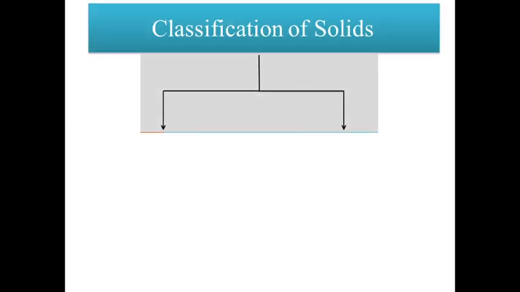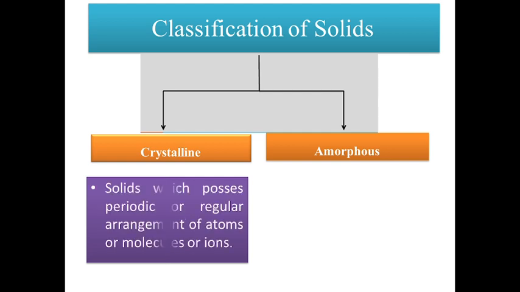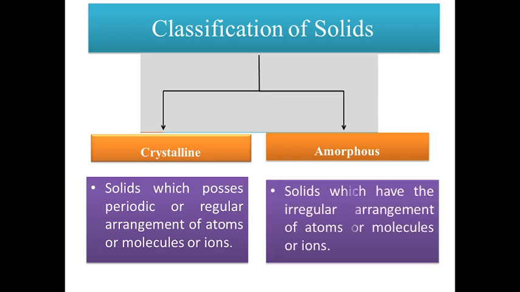Classification of solids. Solids are classified into two types. One is crystalline, another one is amorphous. Crystalline solids possess a periodic or regular arrangement of atoms or molecules or ions. Amorphous solids have an irregular arrangement of atoms or molecules or ions.